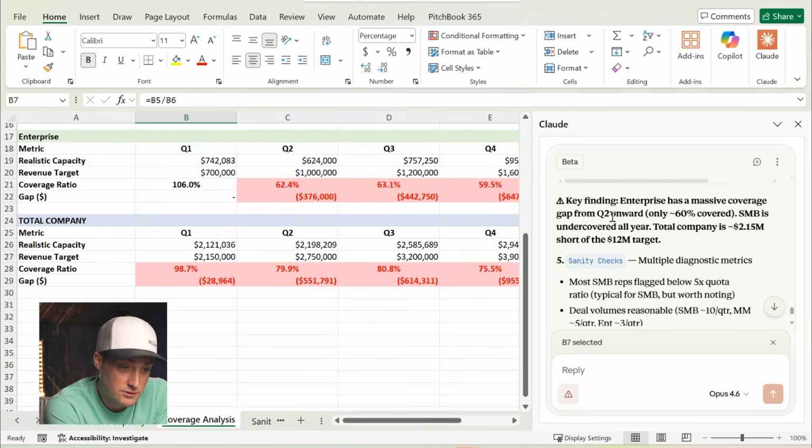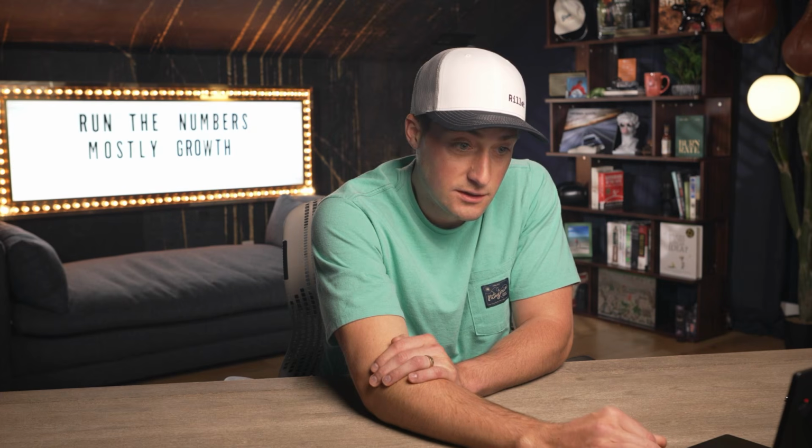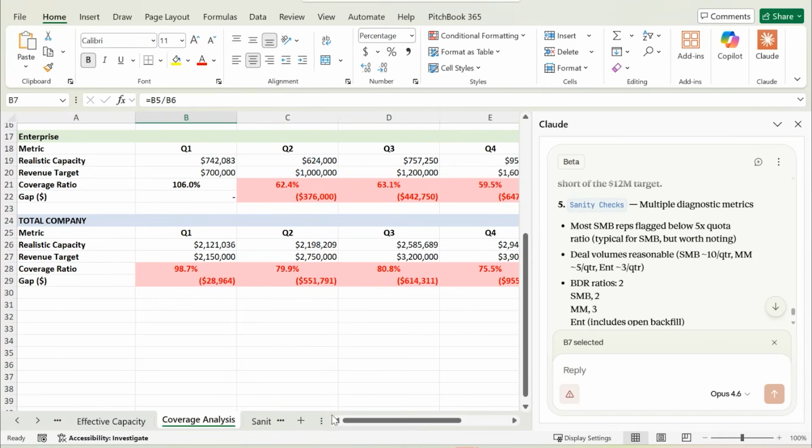more racks. So key findings, enterprise has a massive coverage gap from Q2 onward, only 60% covered. S&B is under covered all year. Total company, we're 2.15 million short of the $12 million target, so less than 10 million. So remember, we want to hit 12 million. This is a gap. And then it's going to flag some other sanity checks here.